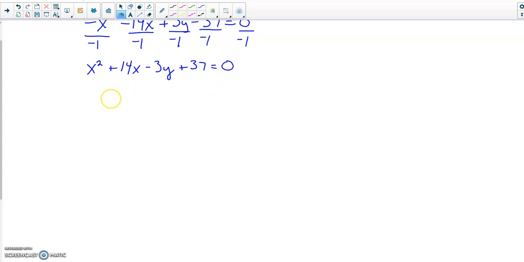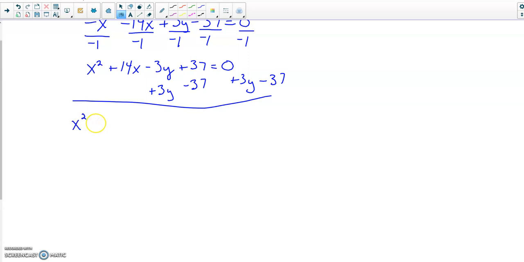Okay, now we can pick up like we did in that last problem. We're going to take and add y over and subtract 37. Okay, so now we have x squared plus 14x, leave some space, equals 3y minus 37.